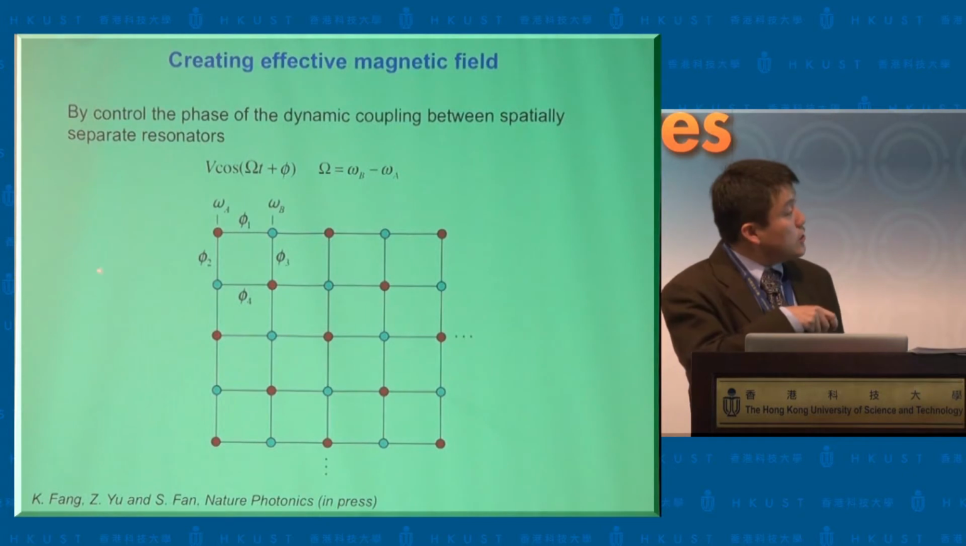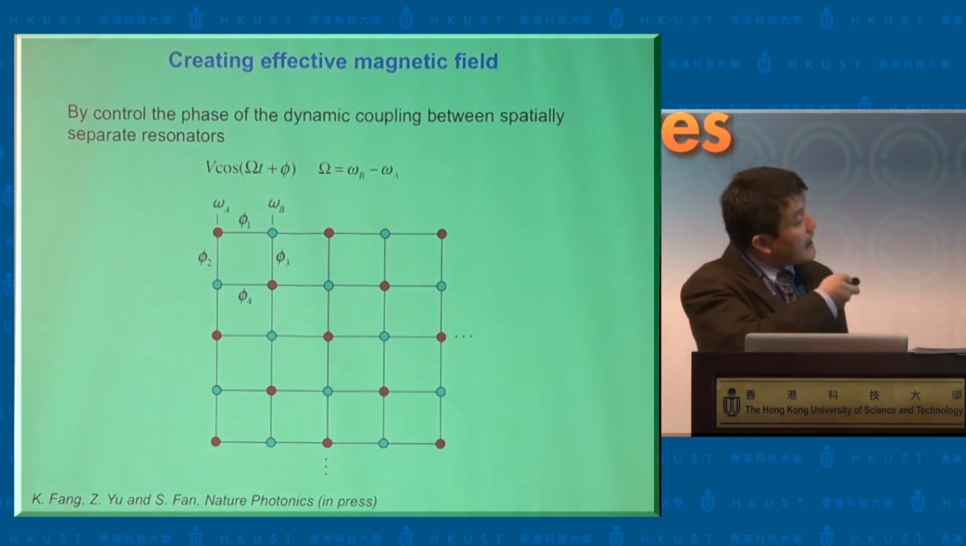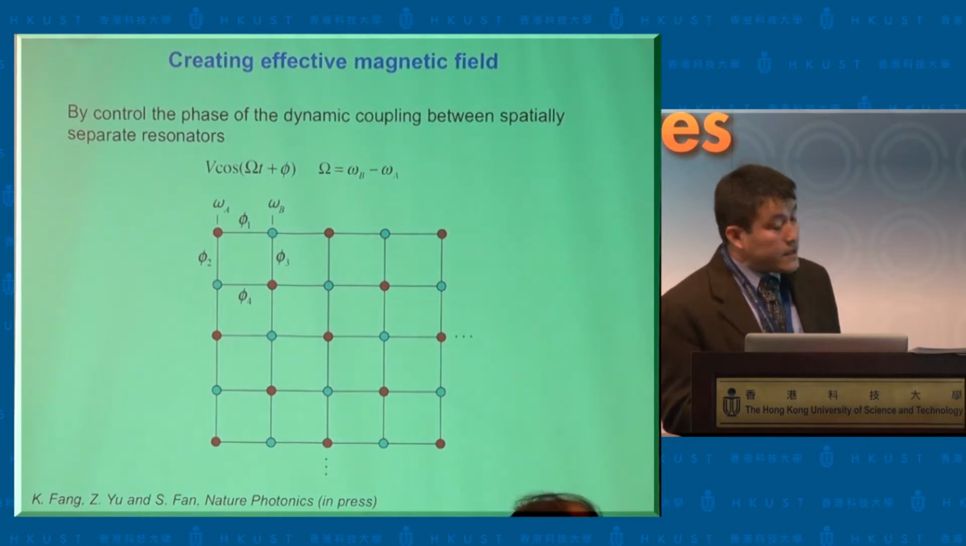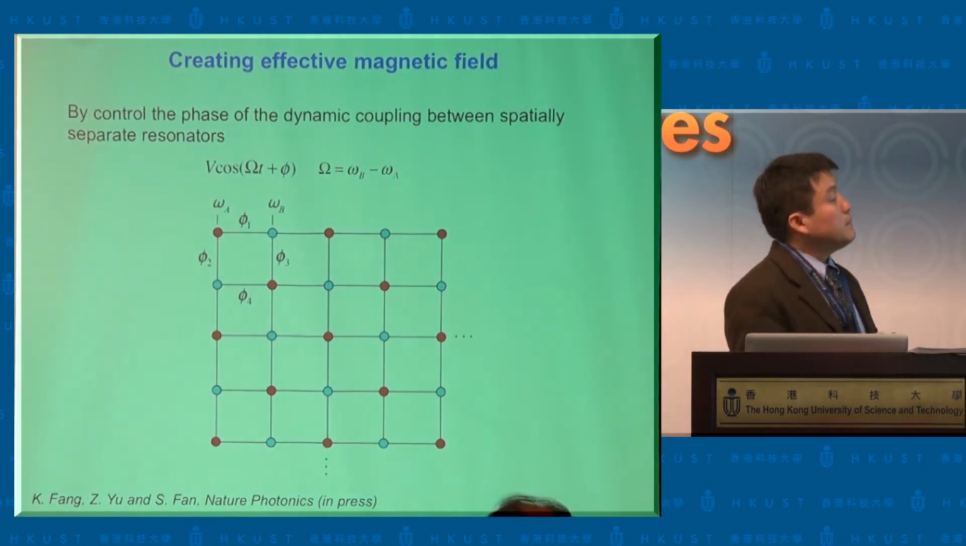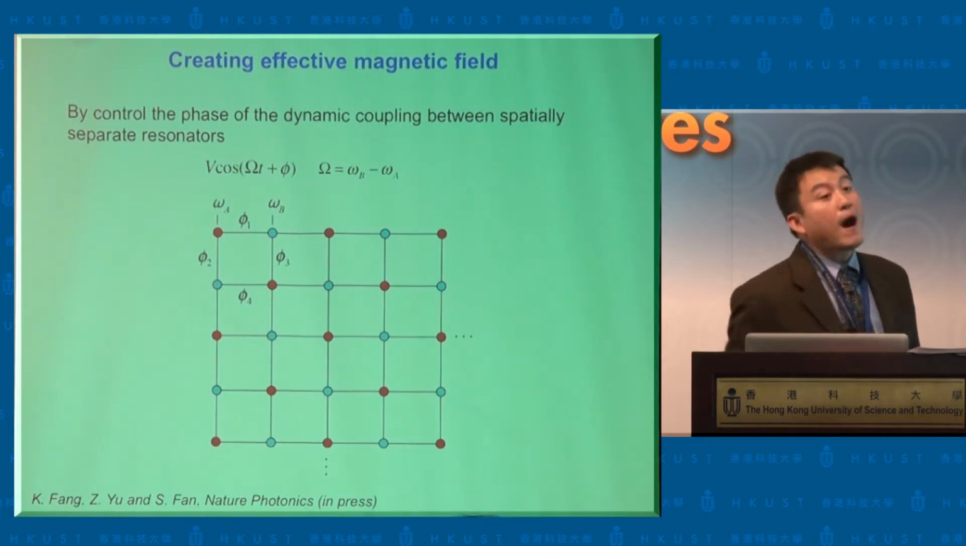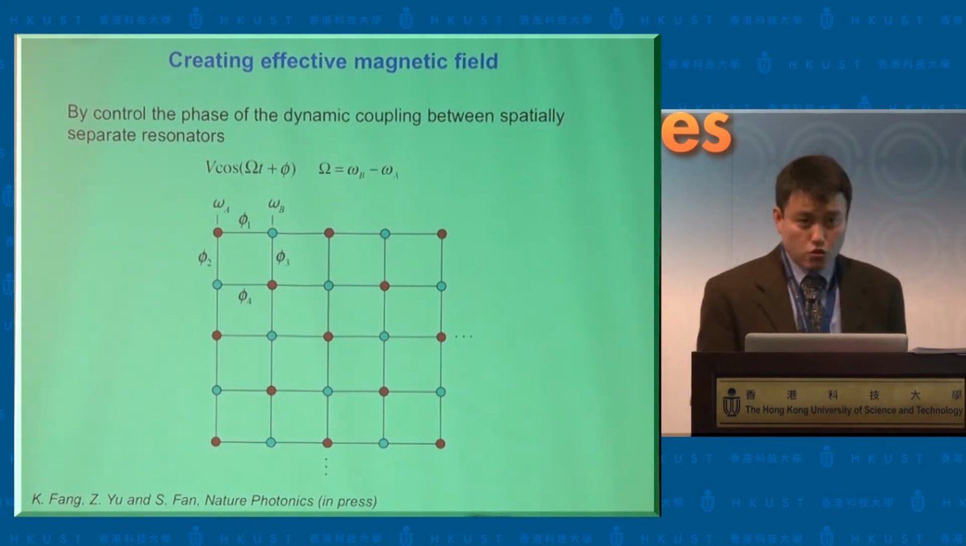One sublattice is omega 1, and the other sublattice is omega 2. Then, in each bond here, you allow a dynamic coupling with a frequency corresponding to the frequency difference. When you do that, by specifying the phase at each individual bond, you would then create a gauge potential distribution.